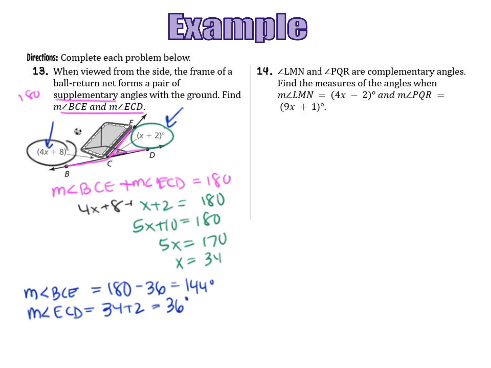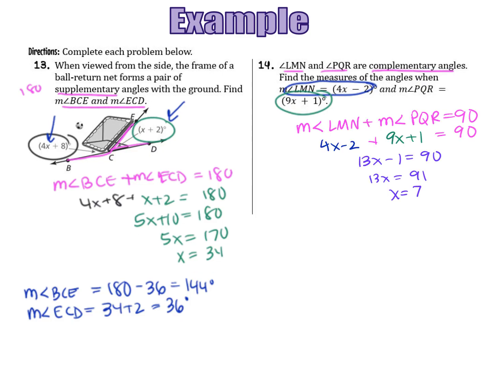All right, for number 14, we're looking at complementary angles. So I'm going to start by writing out my angle addition: these two angles add to be 90. Then I'm going to substitute in what I know to be true for each of those angles and solve for x. So pause the video and try that part on your own. And there we have the work for x. And then we're going to go ahead and plug those back in.